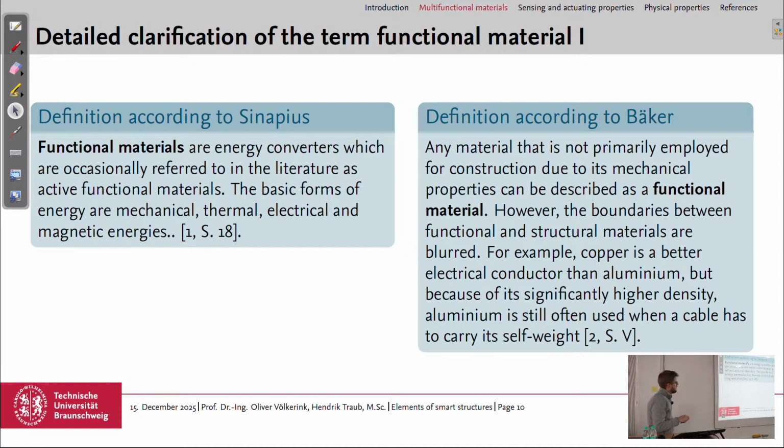There's again a definition by Baker, who said that any material which is not primarily employed for construction or for load bearing due to its mechanical properties can be described as a functional material. So in his example, he also used copper, which is an electrical conductor like aluminium, and both could also be used for load-bearing structures. So they have different functions, and they are passive materials and not energy transducers like in the definition of Xenapius.